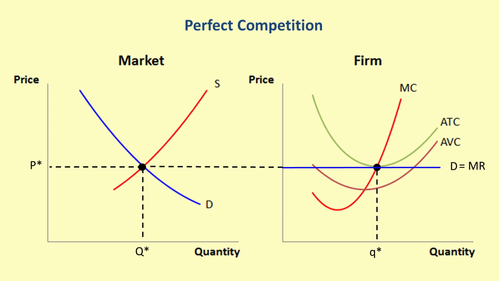The graphs we've drawn show the situations of the market and an individual firm in long-run equilibrium. We'll get into detail of why that's the case and what happens when the market is not in long-run equilibrium later.